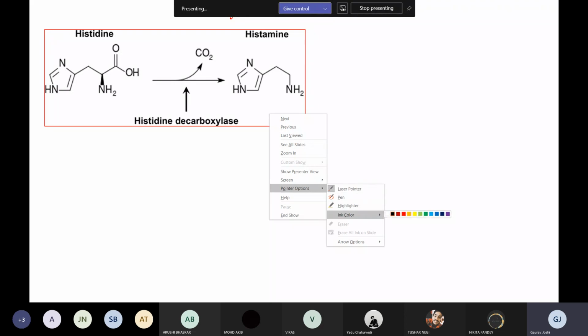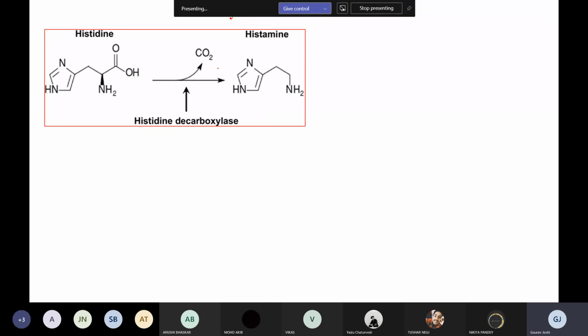So I'll be opening that pen. Here it is. Histidine decarboxylase is doing what? Decarboxylase means removal of this carboxylic group. If you use this enzyme, it will remove this carboxylic group and you will get this molecule. This carboxylic acid is removed and what we are left with is histamine, the imidazole with the three amine groups, 1, 2 and 3.